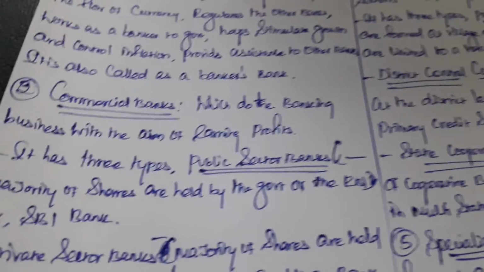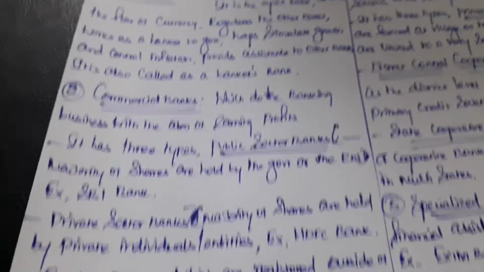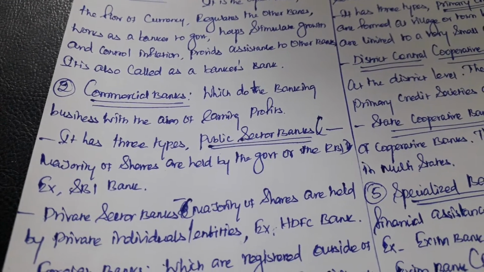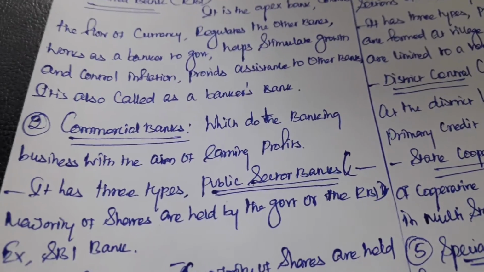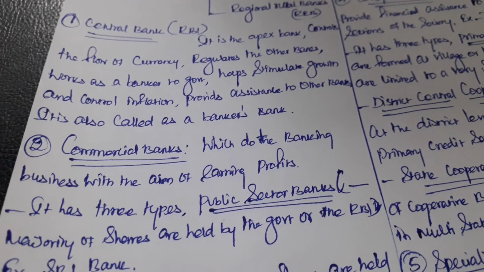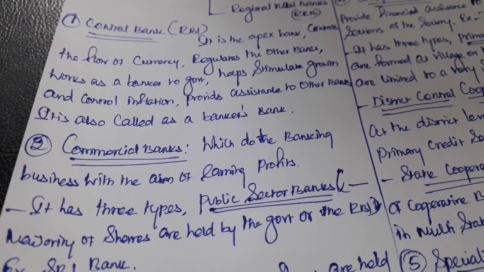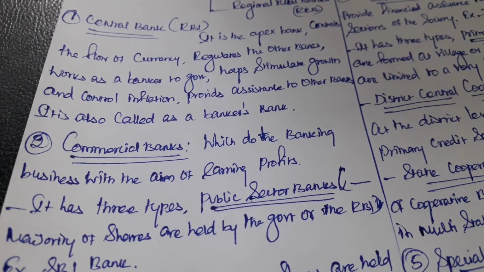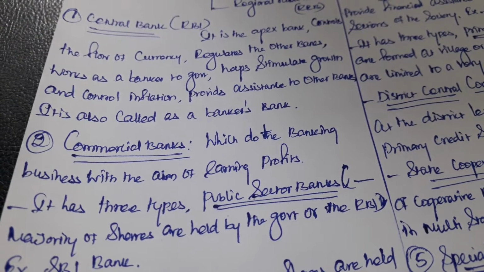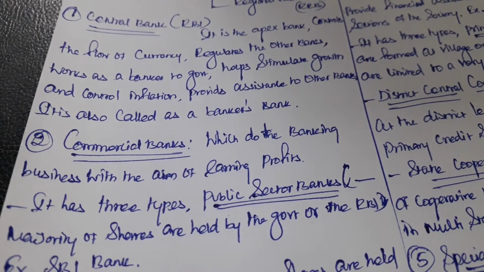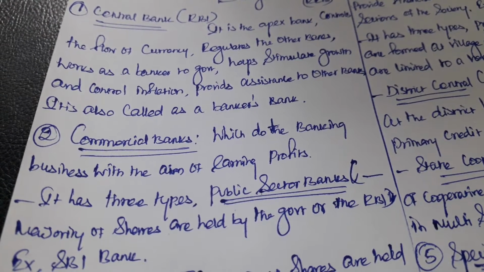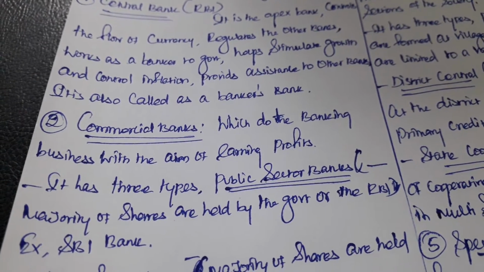The next one is commercial banks, which do the banking business with the aim of earning profits. Whereas RBI's aim is to provide assistance to the public. They don't have the motive of earning profits, but commercial banks' main aim is earning profit.